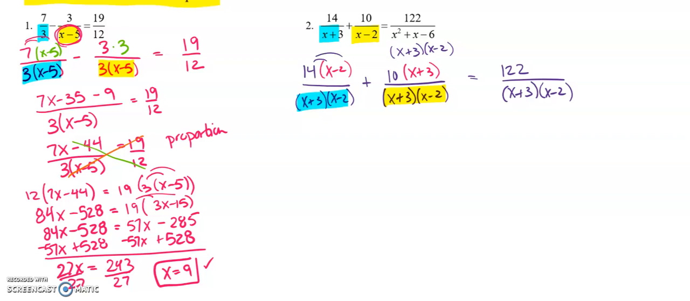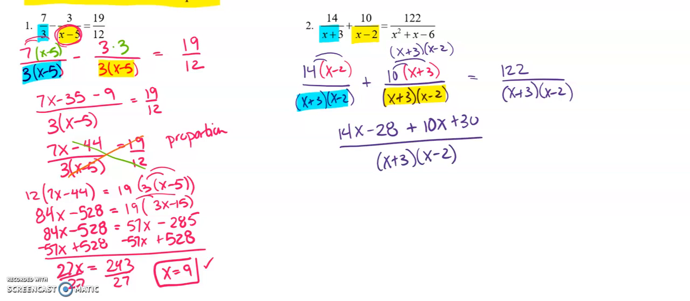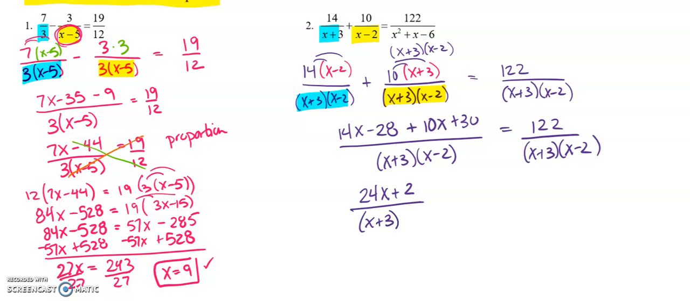On the left-hand side, we can go ahead and distribute that. We'll get 14x minus 28 plus, distribute again, 10x plus 30 over, now we can go ahead and put that over the same denominator, equals the 122 over that same denominator. Clean up the left-hand side, we get 24x plus 2 over that same denominator equals 122 over that same denominator.